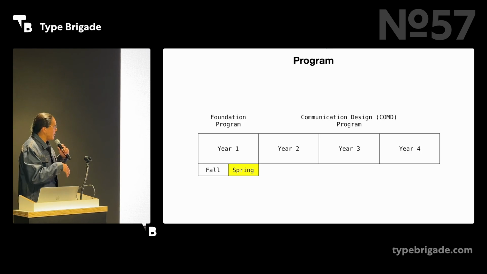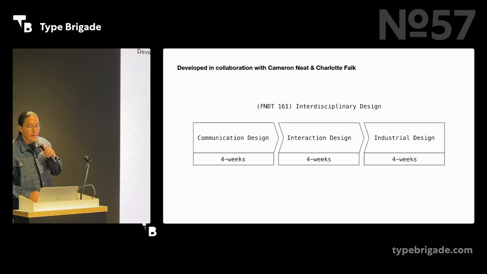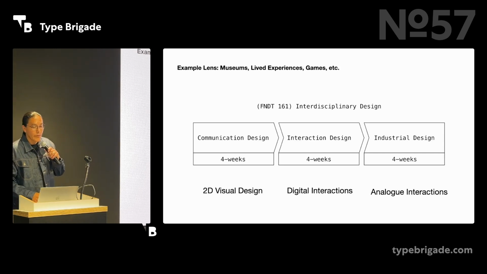This is part of the foundation program. In the spring of the first year at Emily Carr, students have to go through the foundation program before they can get into communication design. Within that curriculum, we had 3 projects. We start off in communication design, go into interaction design and then industrial design, where we first start in 2D visual design, then go into digital interactions and then move on to analog interactions.